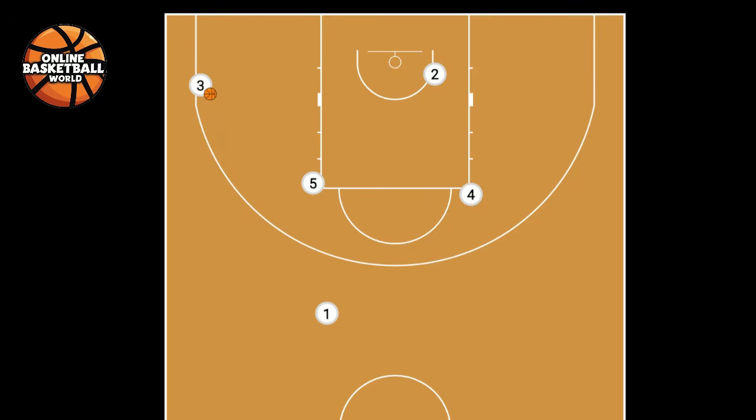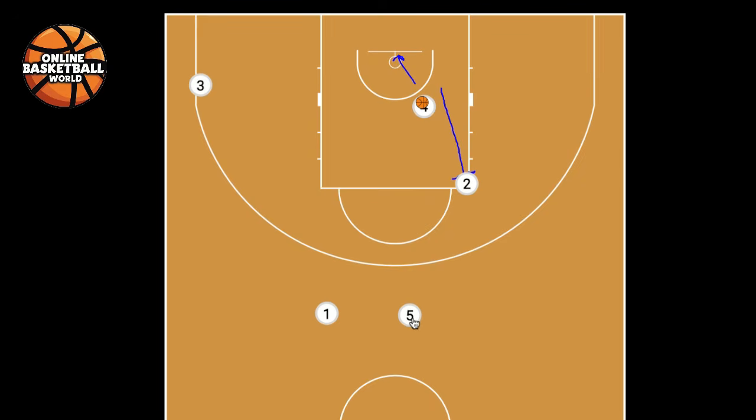Now, what's going to happen immediately after that is number 2 is going to come up here and set a screen for number 4. Okay, number 4 is coming off that screen nice and tight to the basket. They're going to receive a pass here from number 3, and they're going to get a wide open layup to the basket.